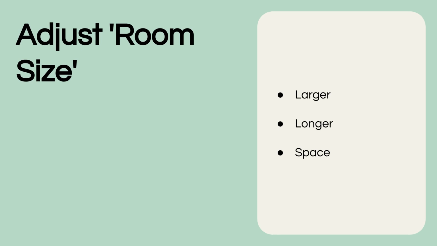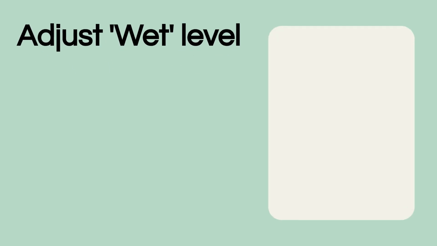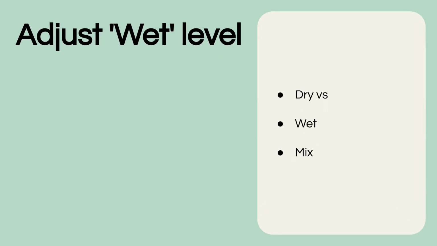A larger value simulates a bigger room, resulting in longer decay times for the reverb. Next, the wet level controls the volume of the added reverb effect. A higher wet setting means more of the processed, reverberant signal is mixed with the original audio.